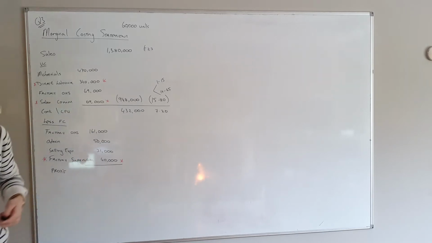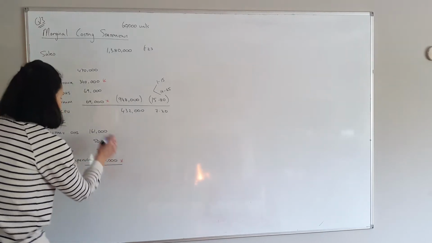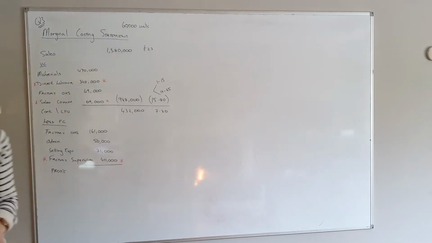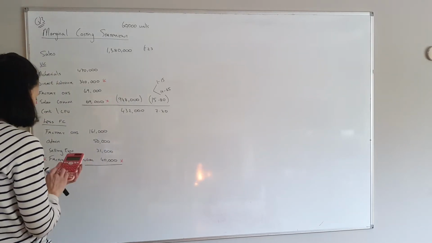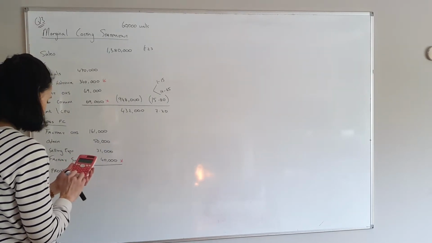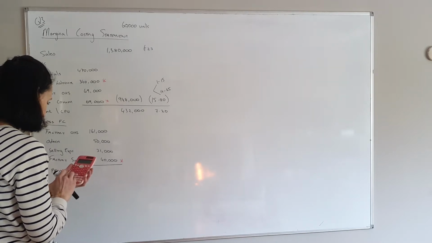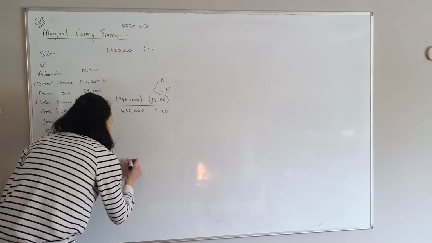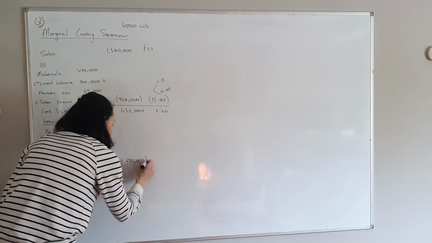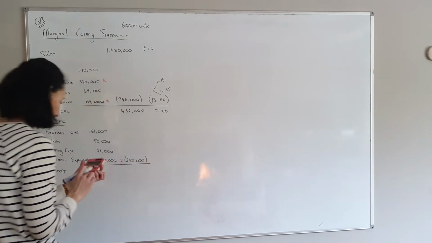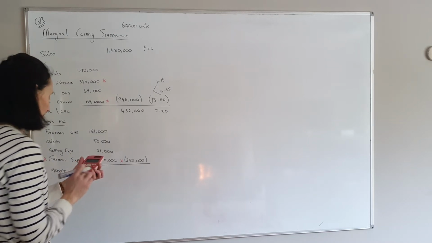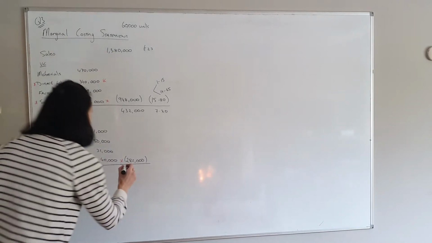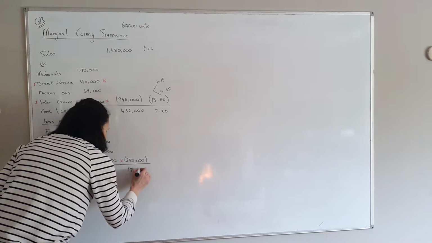Sorry, I just haven't finished your profit. Just put that there now. So 161 plus 50 plus 30 plus 40 is 282. And you take that away, and you have a profit of 150, and I'm just checking, and that's right.